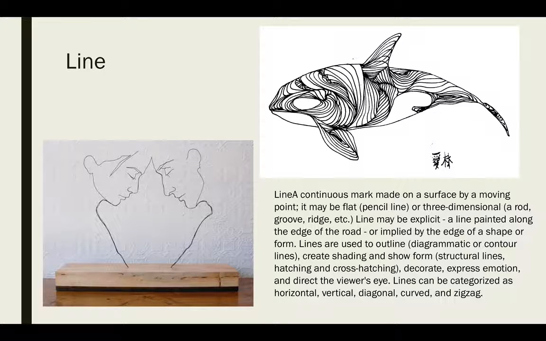Now, usually when we talk about line, it's going to mean within two dimensions or flat space, just because we often can see lines more easily defined in 2D space. Now, lines can also, and obviously do exist in 3D space too. For example, in the photo to the bottom left, we see line defining the outlines of two faces. Now, this is actually in 3D.